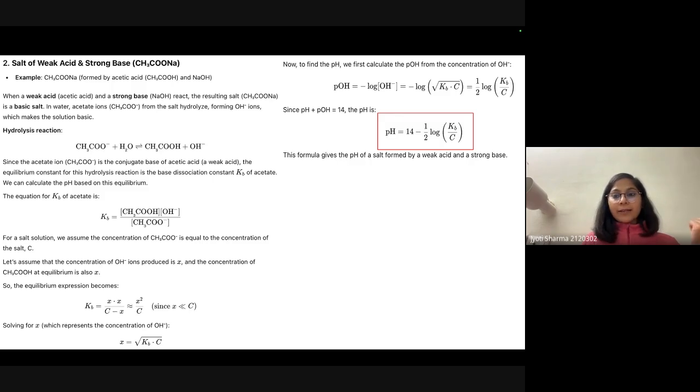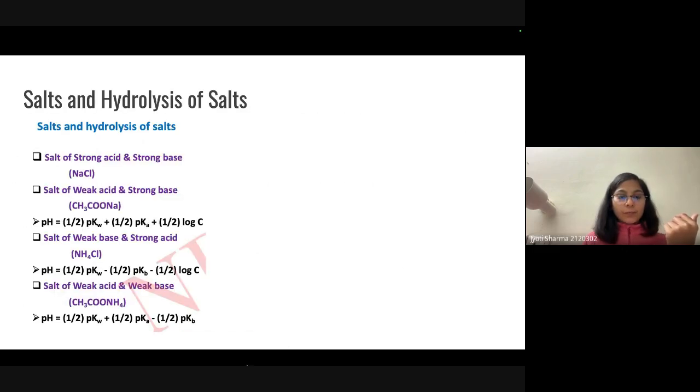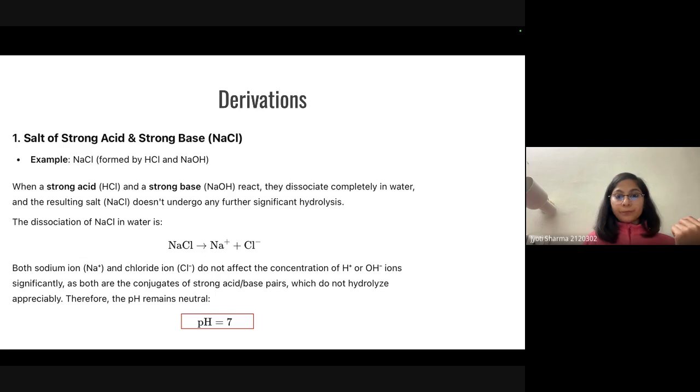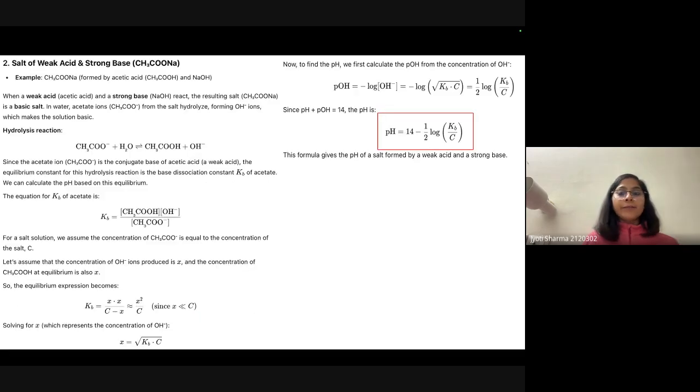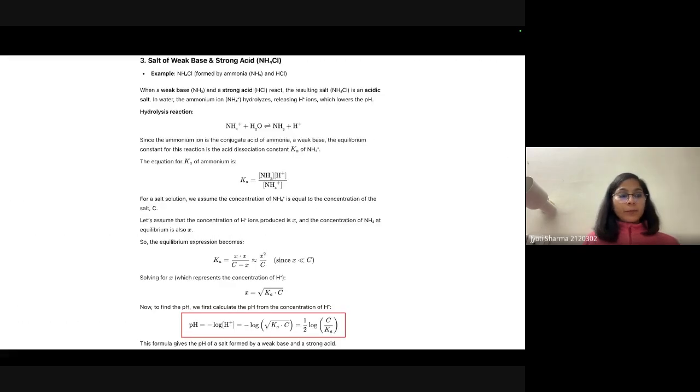Here it was log Kb plus log c, and this log Kb is nothing but pKb, right? And then log c, I showed you. So here you can see. Okay, the second and third one. So this is how you can derive this formula.